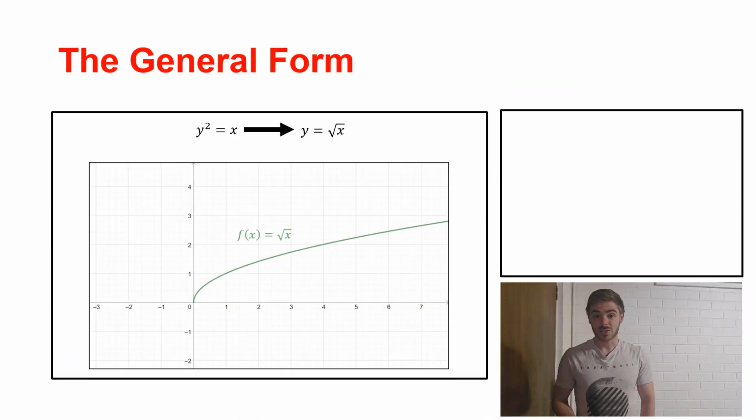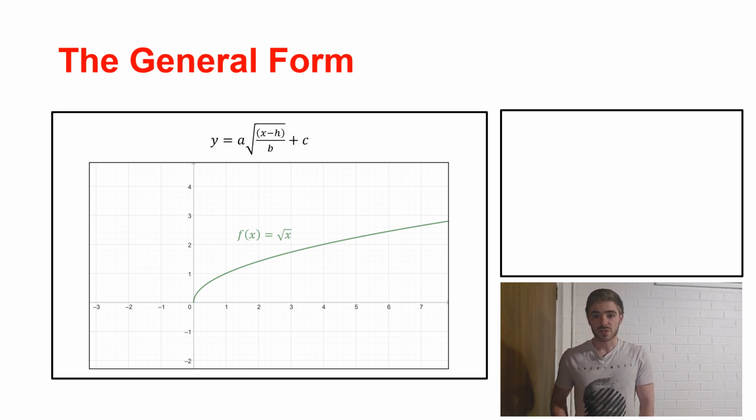To turn this into the square root graph, we just square root both sides. And when we do that, you'll notice that we only take the positive half of the relation y squared equals x. The reason why is because we want the graph of root x to just be a function, not a relation. A function requires us to have only one given y value per x value.